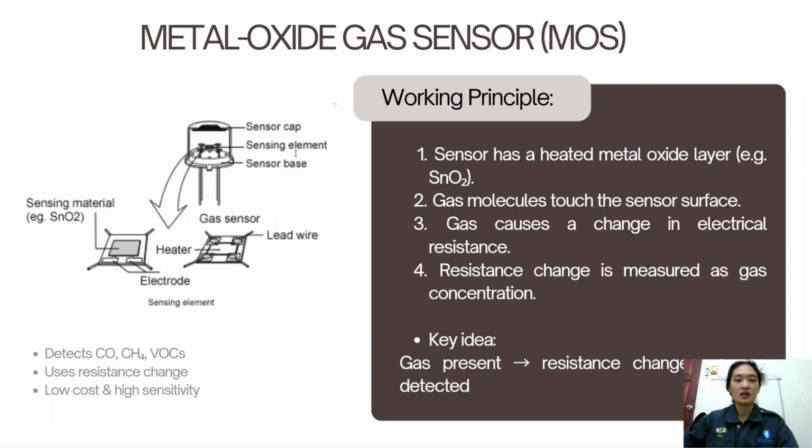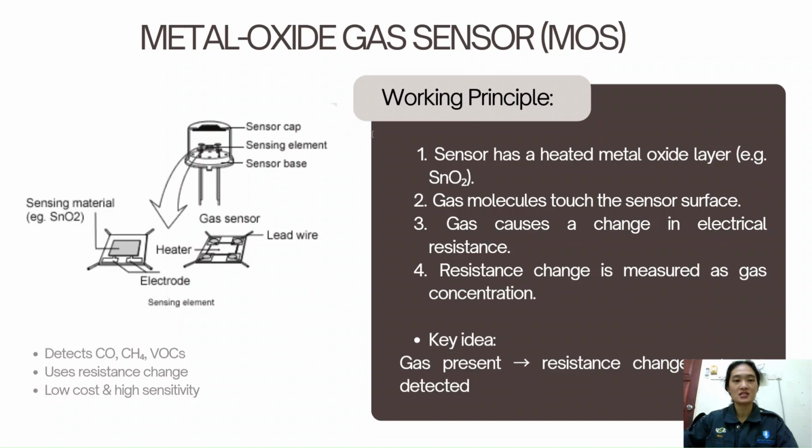When in clean air, oxygen molecules are adsorbed onto the surface of the metal oxide layer. These oxygen molecules capture free electrons from the sensing material, forming an electron depletion layer and increasing the electrical resistance of the sensor. When a target gas, such as carbon monoxide or methane, is present, the gas molecules react with the adsorbed oxygen on the sensor surface.